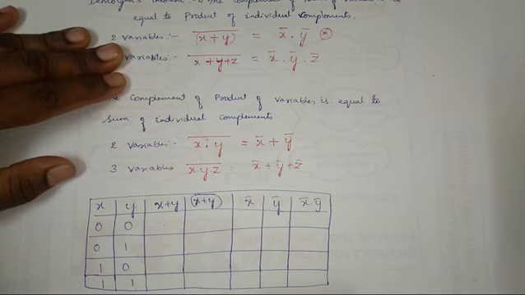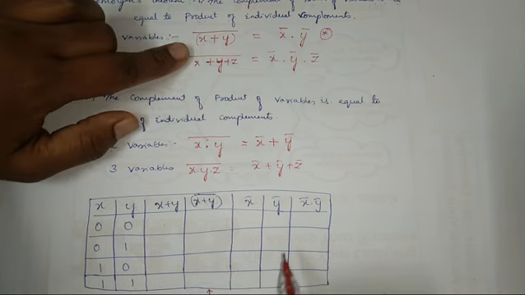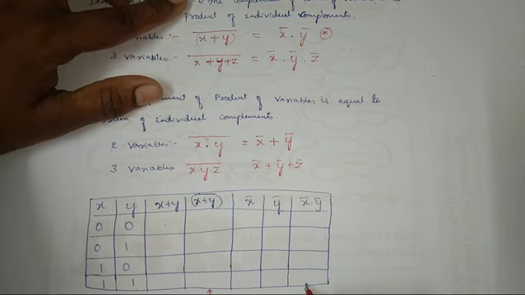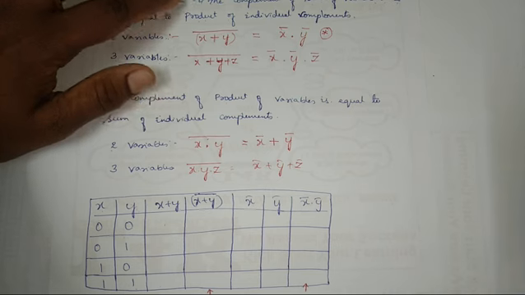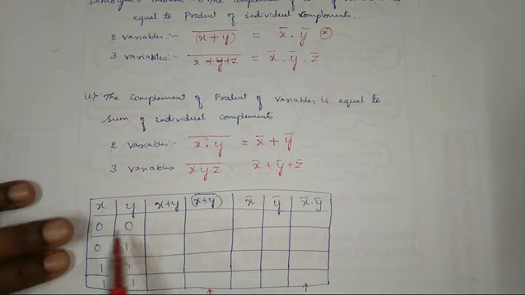Say, meaning in our truth table, this value, that is x plus y whole bar, must be equal to x bar into y bar. This is x bar into y bar. So these two columns must be equal. Okay. So now let us start.